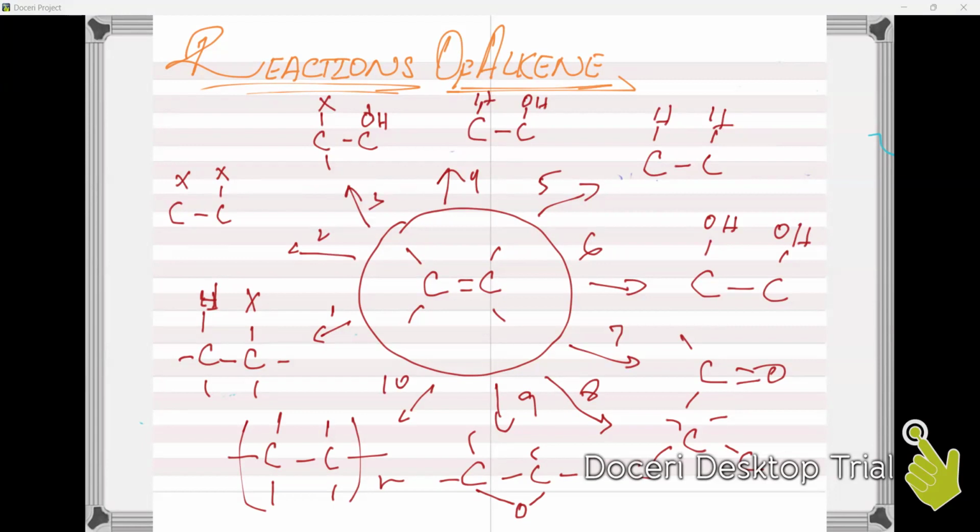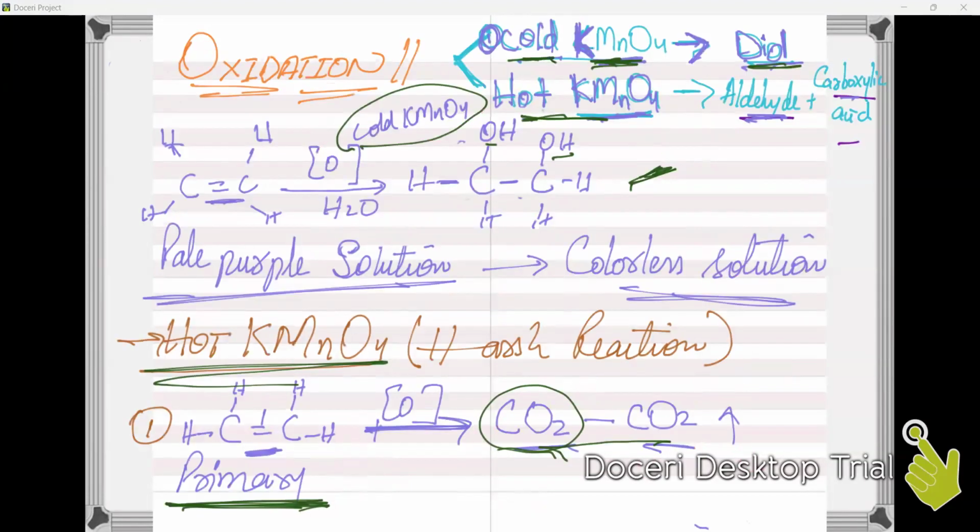So I told you 10 types of reactions that alkene can do. Other than these 10 types of reactions, which are all addition reactions, and I'll tell you how those reactions are possible, this can do oxidation reaction as well. Now, what is oxidation reaction? See, in oxidation reaction, it can either react with cold KMnO4 or it can react with hot KMnO4. That's the first thing first.